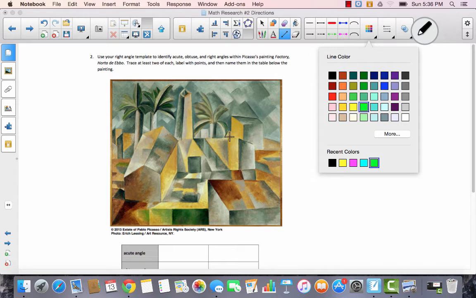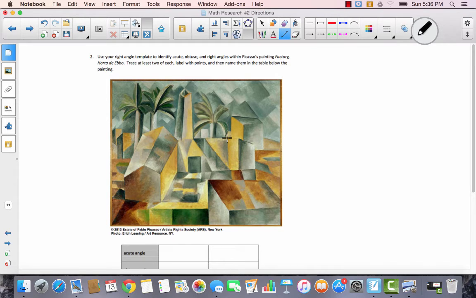So if you see right here, if I use this as my vertex and I begin here, and then this is my other ray, this angle would be an acute angle. So I'm looking for another one. Here's another one. So this angle, here's one ray, and then here's my vertex. I'm going to make the other ray follow this line segment. These two will be my acute angles. Now I have to label them with points.